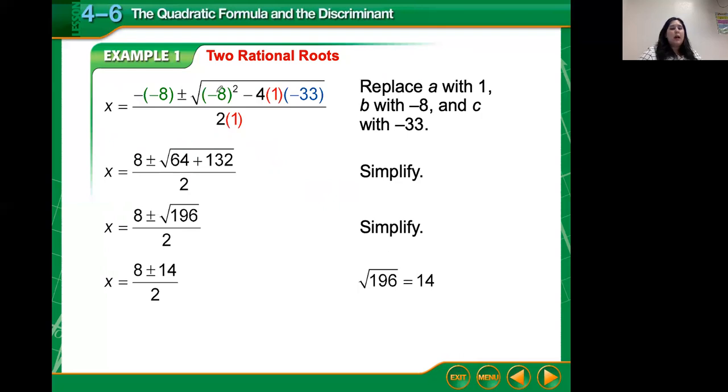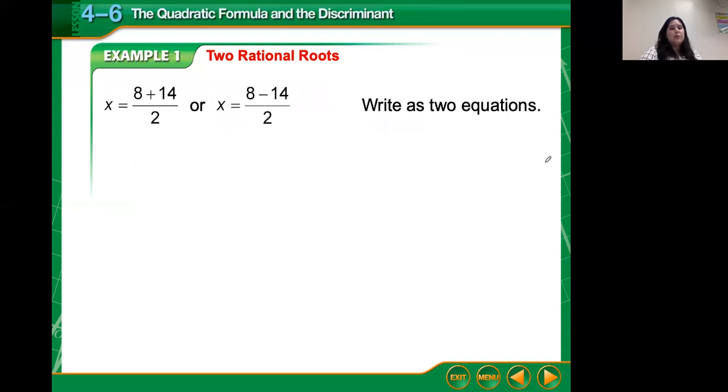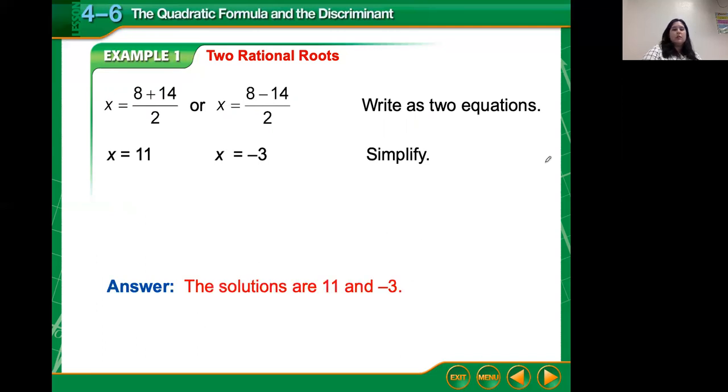And the whole reason we are having plus and minus here is, again, that I could multiply positive 14 times positive 14 or negative 14 times negative 14. So that's where we get our plus or minus, and these would both equal 196. So we have our two equations, 8 plus 14 over 2 and 8 minus 14 over 2. We're going to go ahead and simplify to 11 and negative 3. So our solutions are 11 and negative 3.